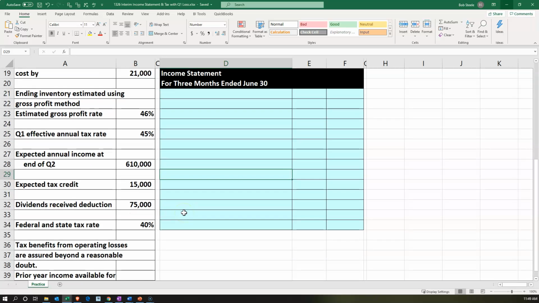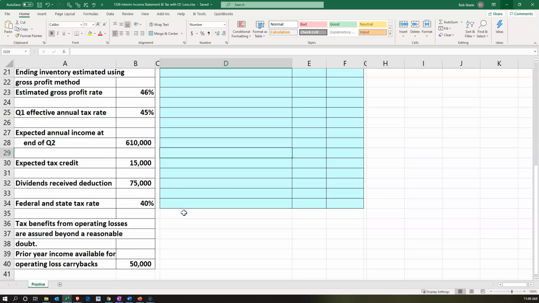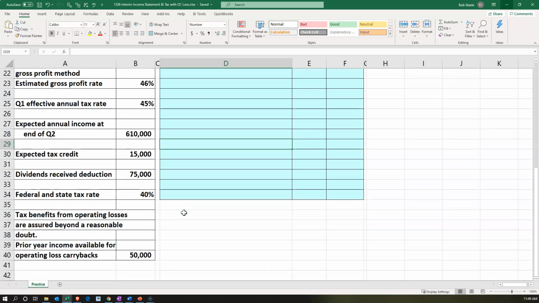Then we have an expected credit. This is an annual credit that we expect to see on the tax return, so we're going to need to take that into consideration with our tax calculations. $15,000 dividends received deduction. This is a difference between the book and the tax. $75,000, and then the federal and state tax rates. So the federal and state tax rates that are going to be applied to the taxable income, 40%. And then we have the tax benefits from operating losses are assured beyond a reasonable doubt. Prior year income available for operating loss carrybacks is going to be $50,000.